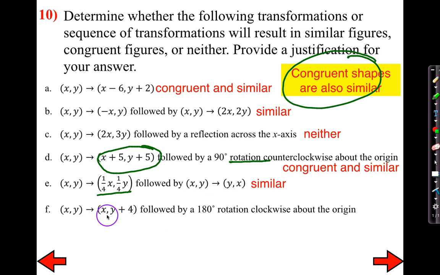Last but not least, here we have x comma y plus 4. This is a translation, followed by a rotation. Again, both of these are a rigid motion, and for those reasons, I know that the shapes are going to be congruent. And yet again, we know congruent shapes are also similar. So I'm going to go ahead and say that this one is congruent and similar.